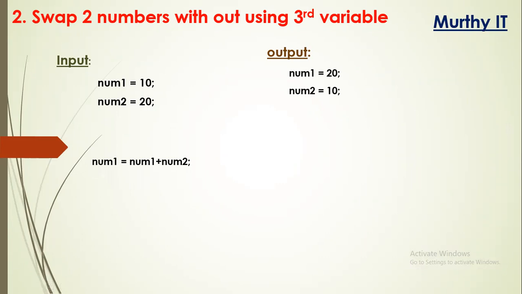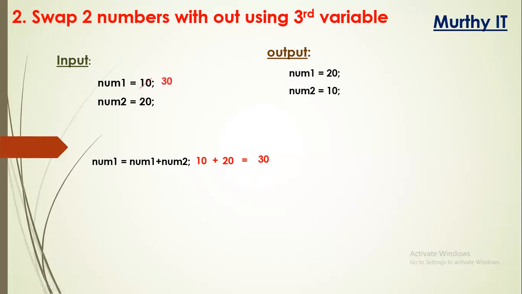Number 1 equal to number 1 plus number 2. So in number 1, what value is there? 10 is there. In number 2, what value is there? 20 is there. So 10 plus 20 equals 30. This 30 will be stored in the number 1 variable, so in number 1, the 10 is replaced by 30.